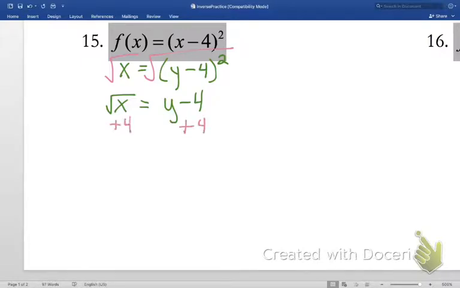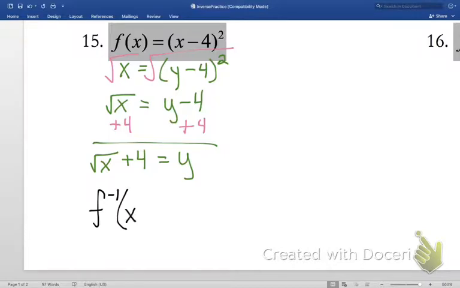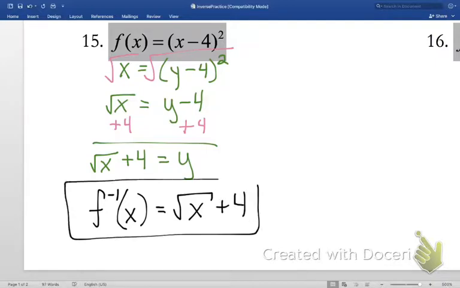Add 4 to both sides. So that 4 is outside my radical. So I have square root of x plus 4 equals y. Now y is by itself. So we do inverse notation, f negative 1 of x equals the square root of x plus 4. That's the answer, or that's the inverse function for the f of x.